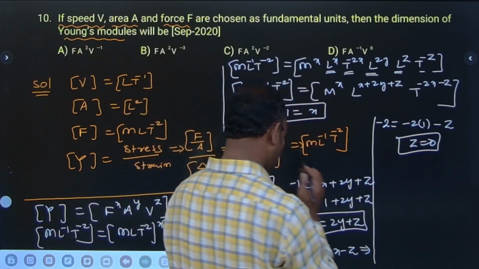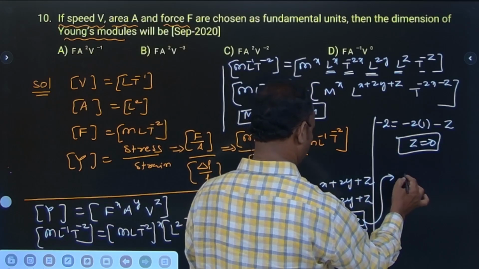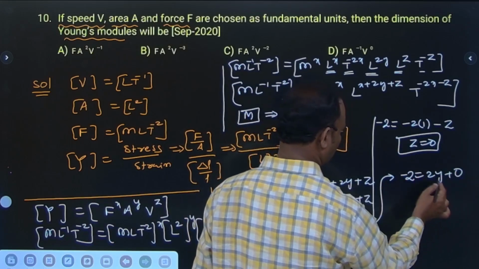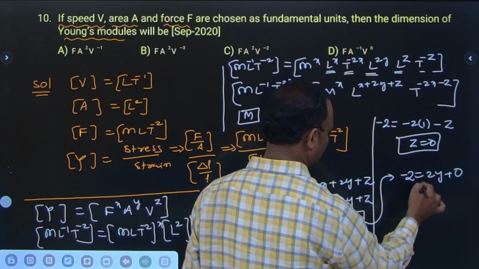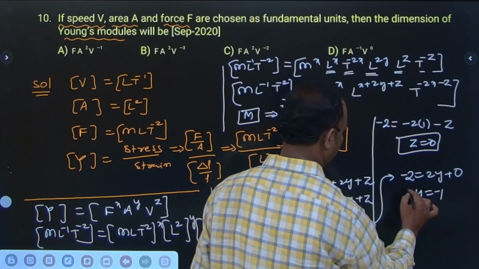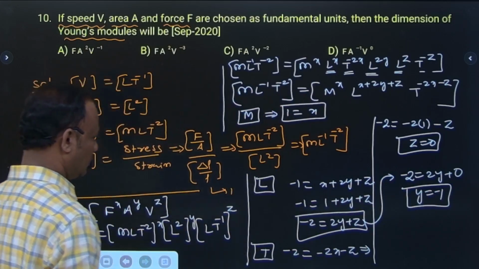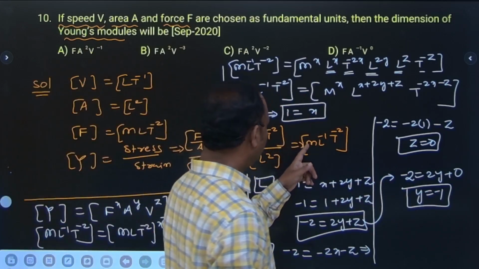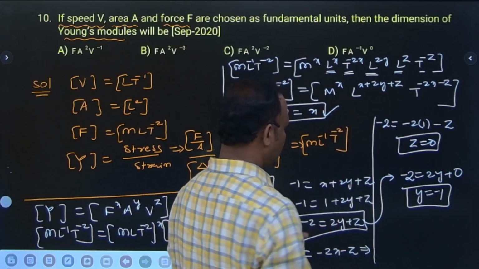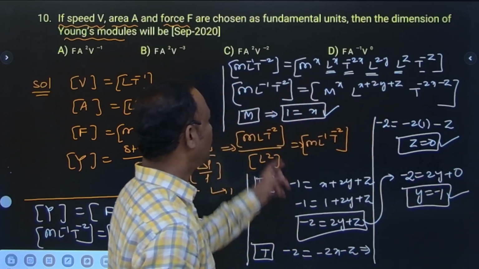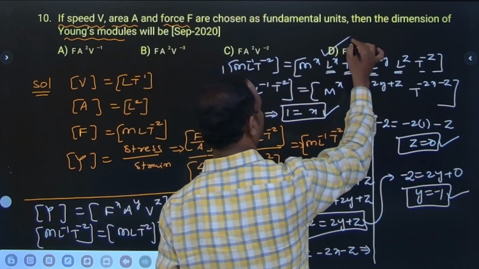Z is equal to 0, so taking this in the L equation, minus 2 is equal to 2y plus 0. 2y is equal to minus 2. The 2s cancel, so y is equal to minus 1. So now the answer: x is 1, y is minus 1, z is 0. Option D is correct.